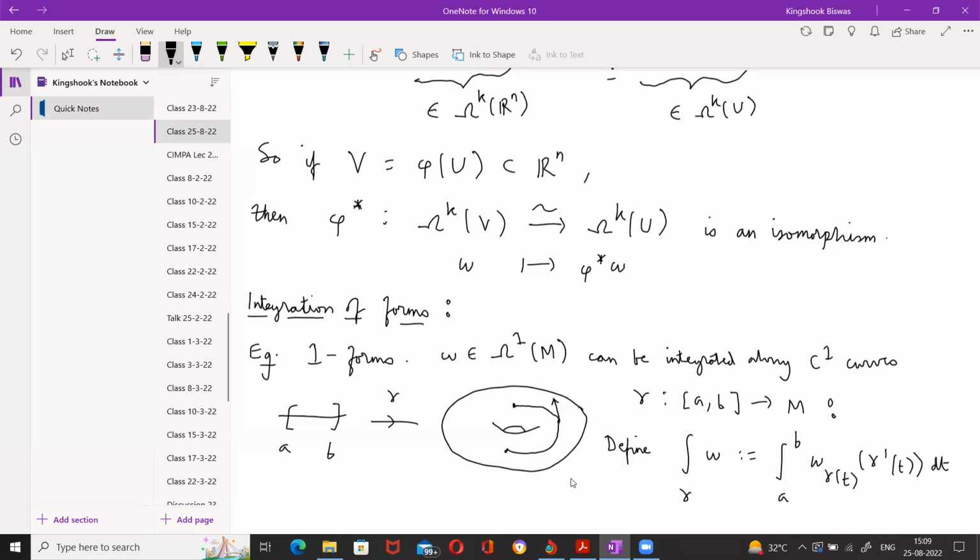Yes. Okay, gamma prime t is an element of the tangent space at the point gamma t. So this is gamma t, and this tangent vector is gamma prime t. And so omega at gamma t will act on this to give a real number. You get a function of t, and it's easy to see that's a continuous function of t. And then you integrate that dt from a to b. Okay.